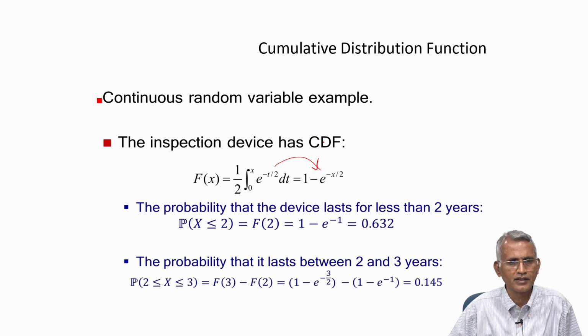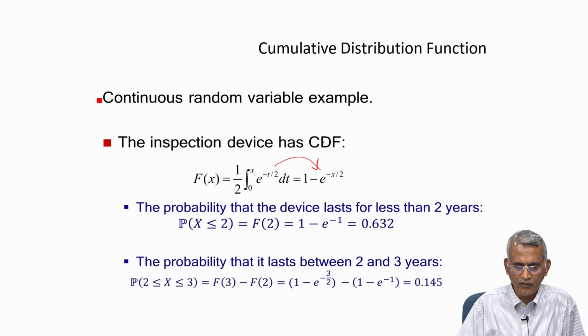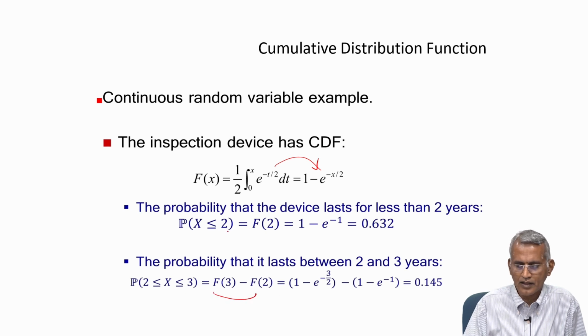And the probability that it lasts between 2 and 3 years, probability of 2 less than or equal to x less than or equal to 3, is F of 3 minus F of 2. Already we found that the value is 1 minus e power minus x by 2, and substituting x equal to 3 and x equal to 2, the value is like this.